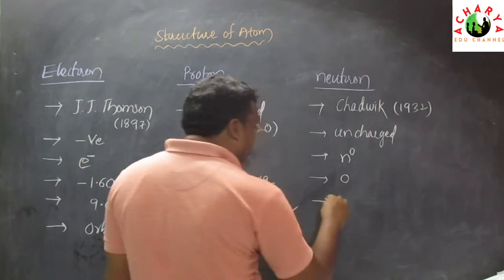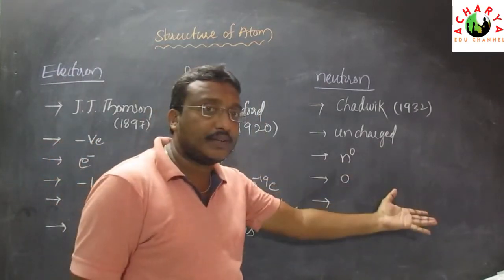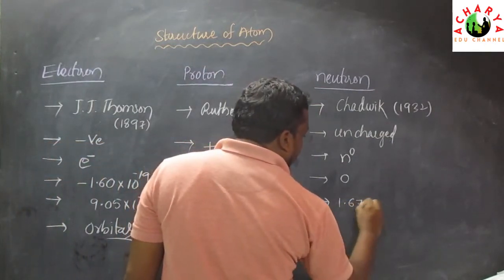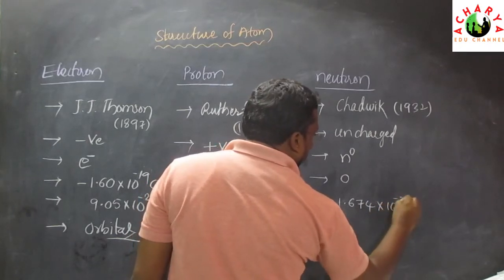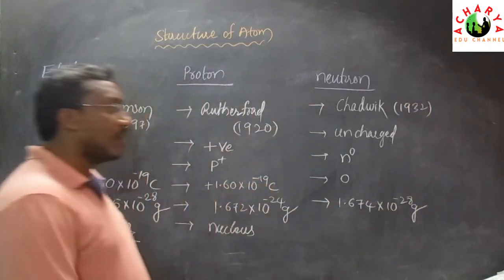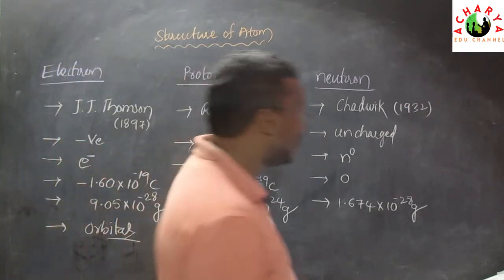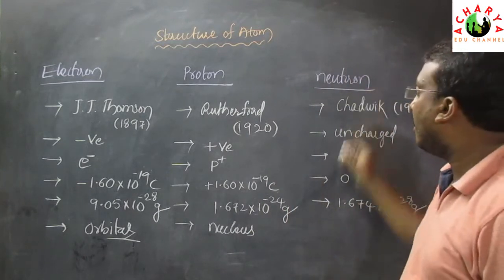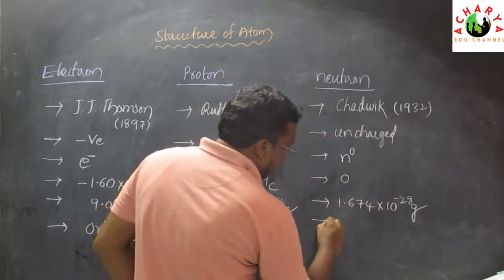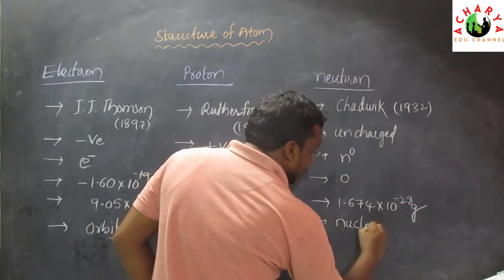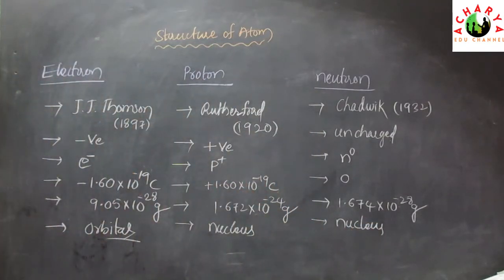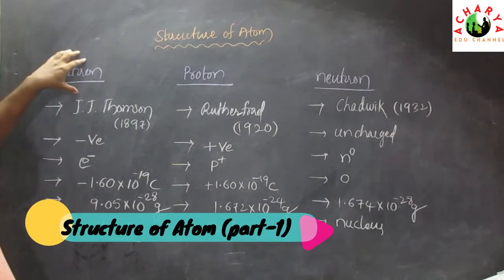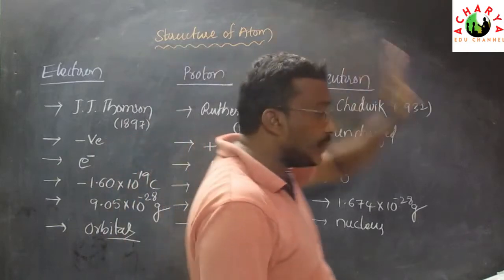And what about the mass? It has no charge, but it has a mass, which is 1.674 into 10 to the power of minus 28 grams. The location of a neutron in an atom is also the nucleus. This is briefly about the subatomic particles: electrons, protons, and neutrons.